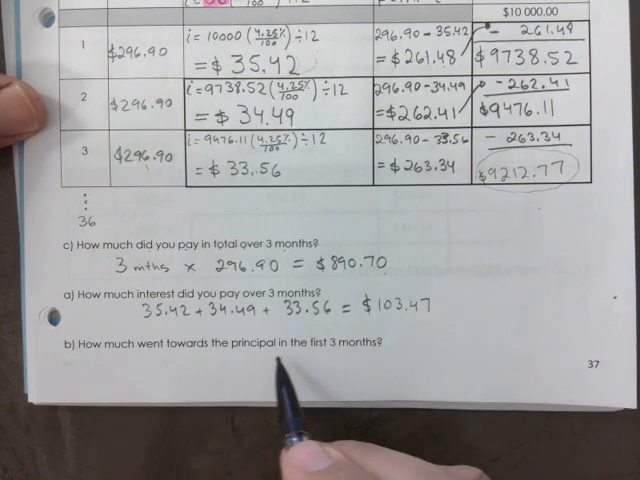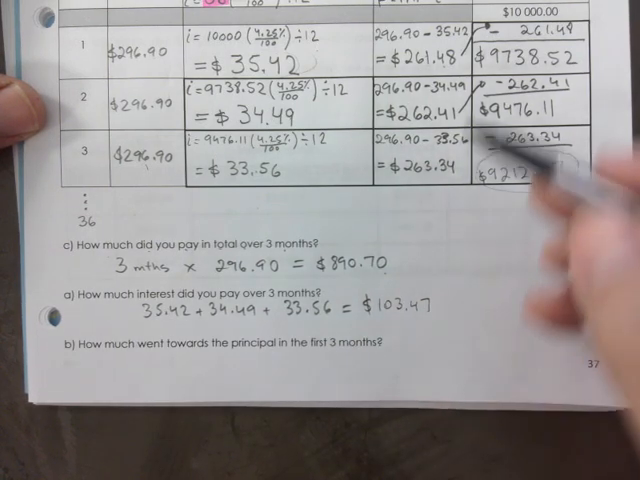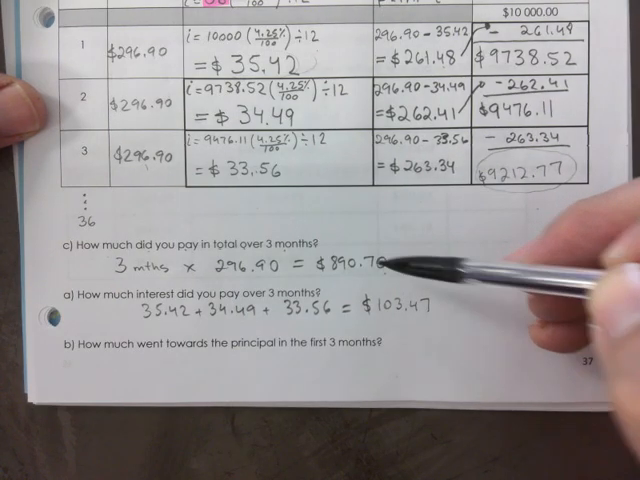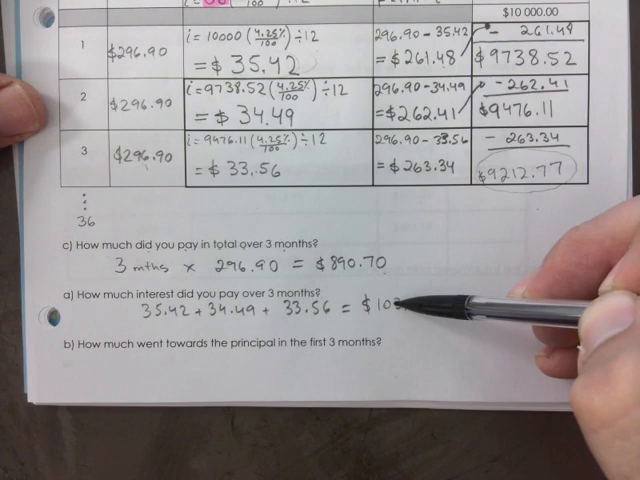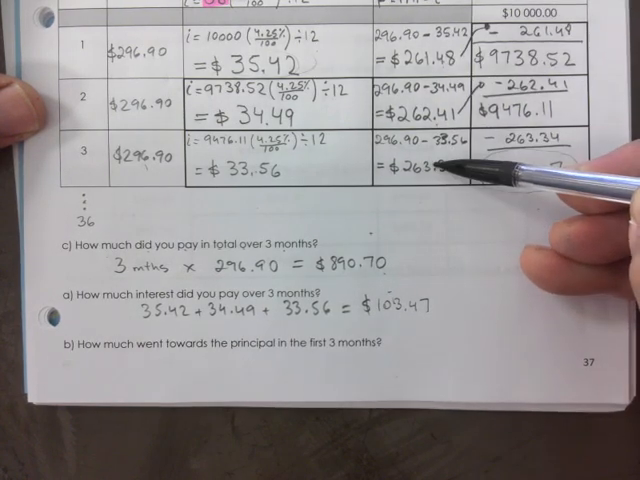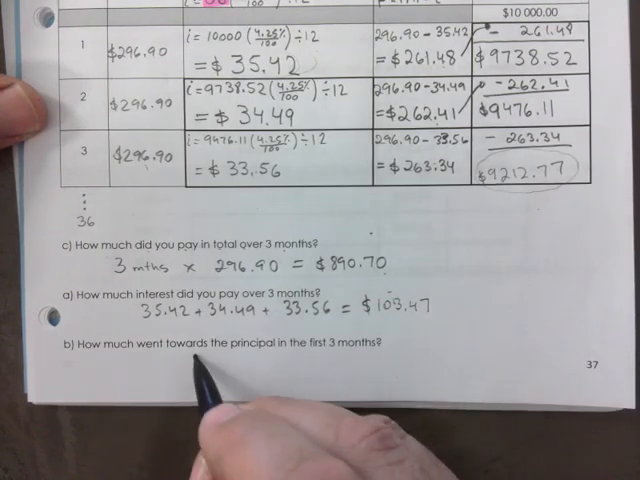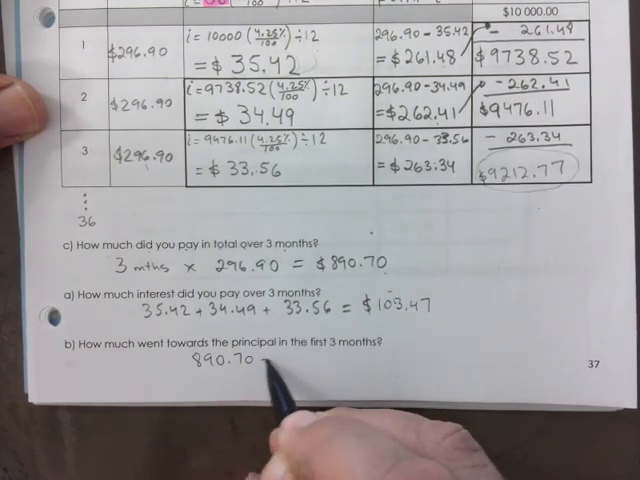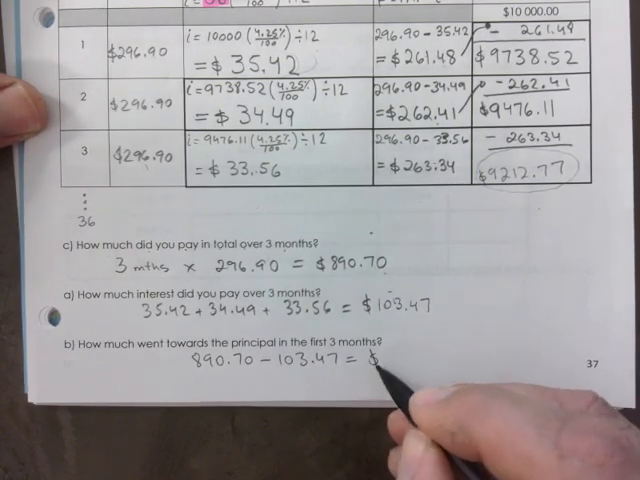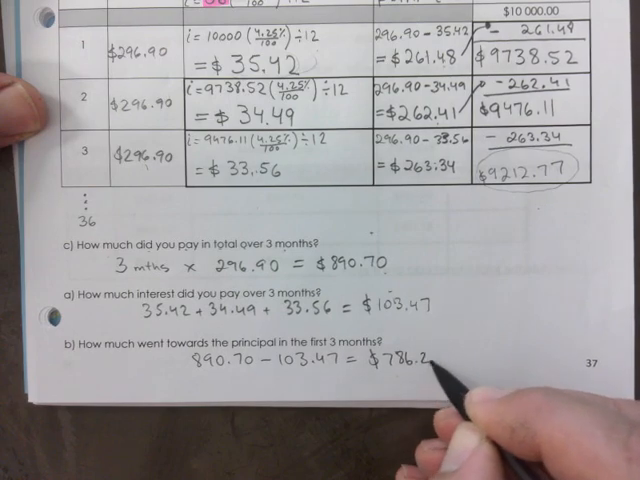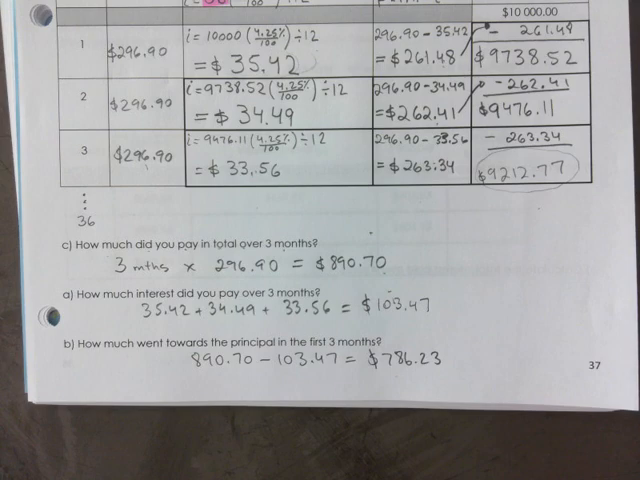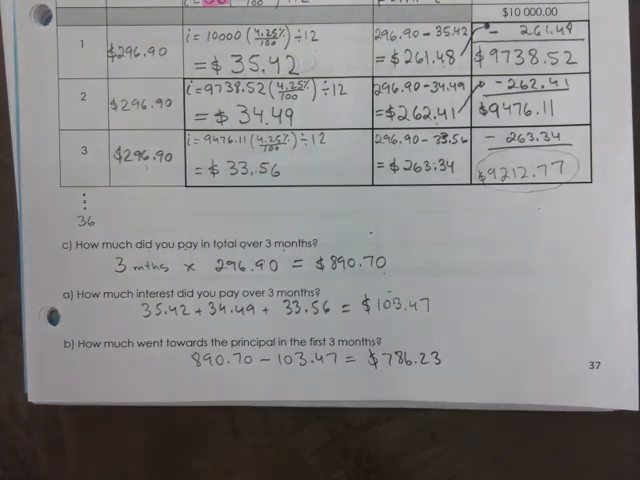How much went towards principal in the first 3 months? You can, watch this, guys, you can either take the total payments you made, subtract all of the interest that was paid, or you can add these 3 cells. It's up to you. So I'm going to go 890.70 minus 103.47, and that's 786.23. So your breakdown over 3 months would be that.